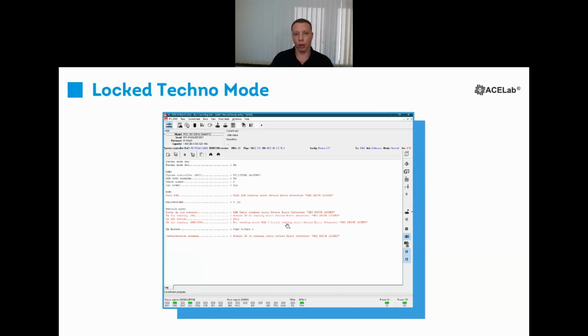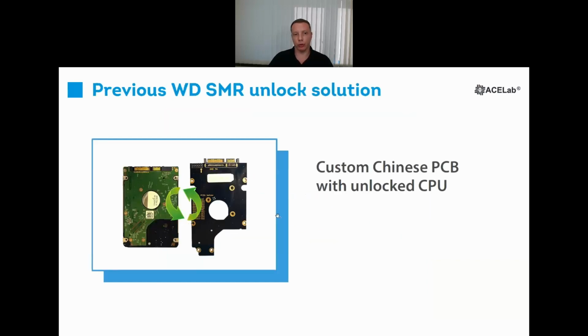And what will happen when you start such a drive in the utility? You will get a lot of messages like, in this example, drive locked, and the service area will not be accessible at all. What was the previous solution? The solution was to use the special unlocked board to transfer the original ROM onto it, and after that you were able to work with the service area.